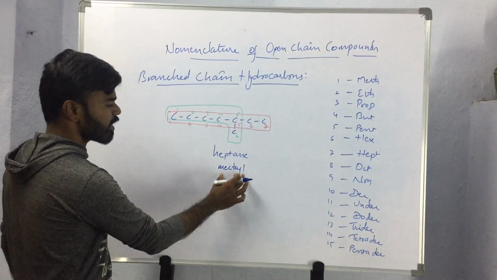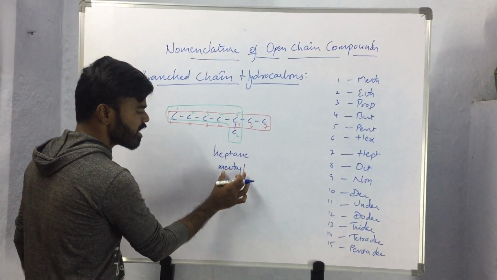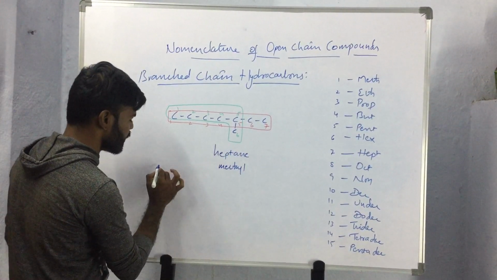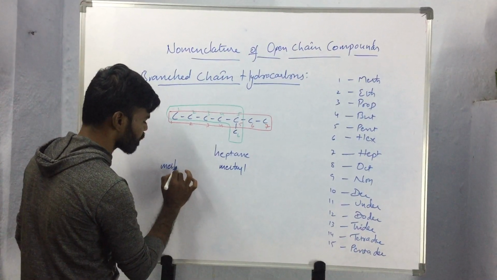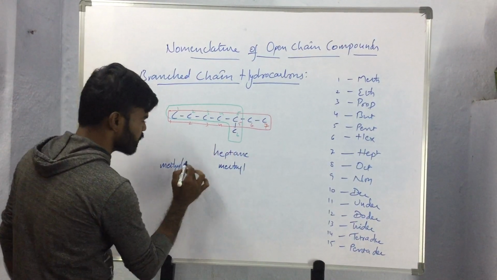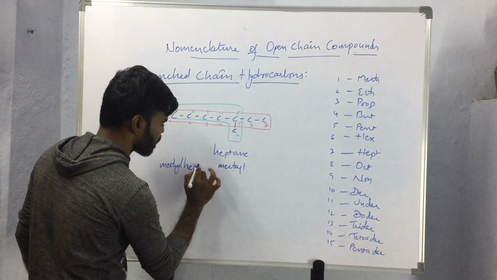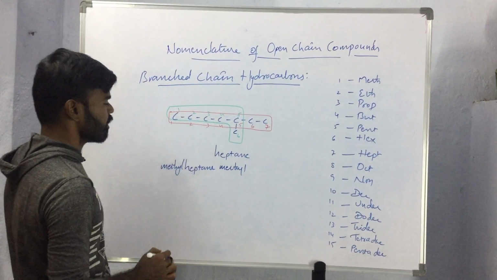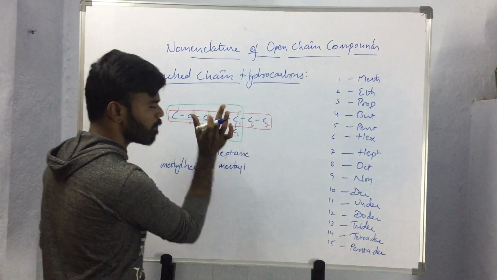So this methyl substituent, or we can say the name of the side chain, will be the prefix, and the name of the parent chain will be the suffix. So the name of the compound will be methyl heptane.